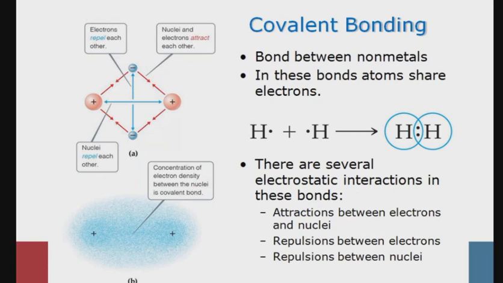Covalent bonding. Bonds between nonmetals. In these bonds, atoms share electrons. H· + ·H → H:H. There are several electrostatic interactions in these bonds. Attraction between electrons and nuclei. Repulsion between electrons. Repulsion between nuclei.